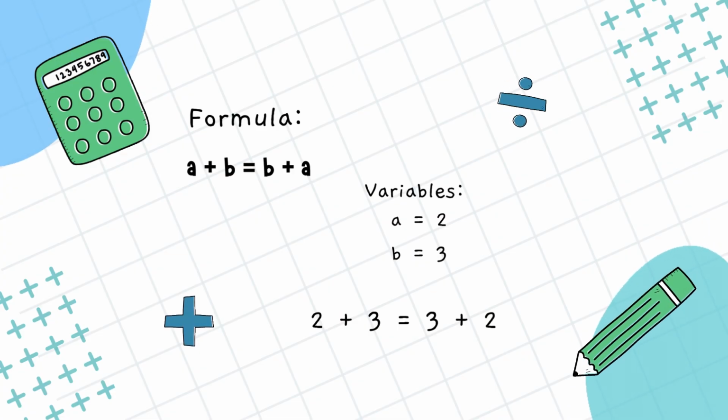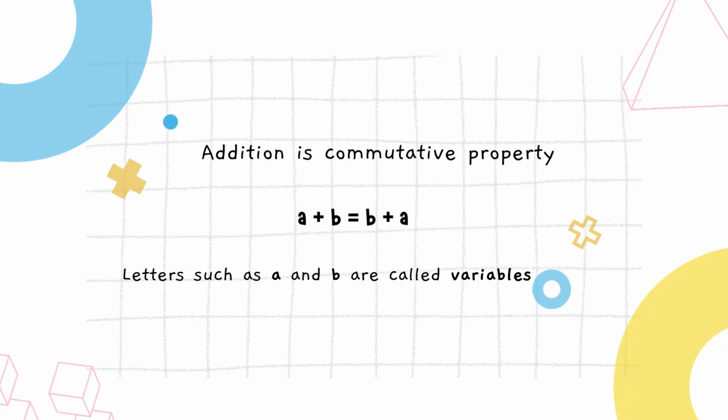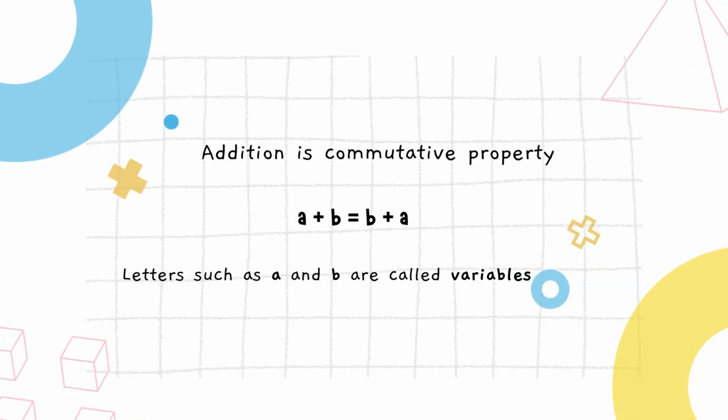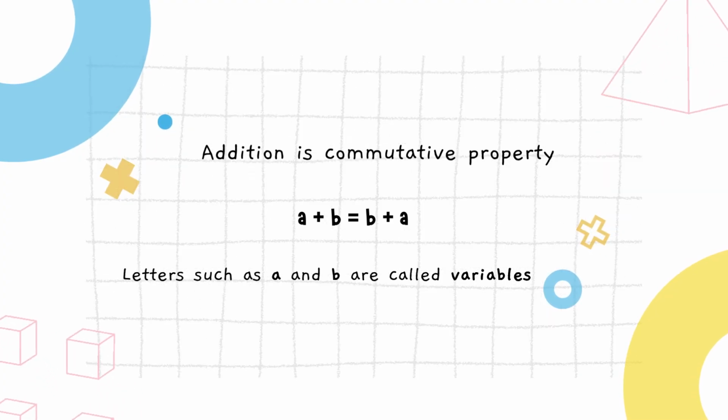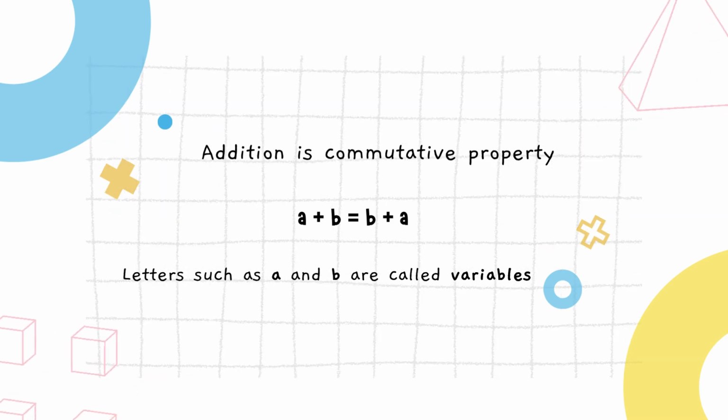Letters such as A and B are called variables. The rule A plus B equals B plus A, for all numbers A and B, is called the commutative property of addition. Problem 1.1 should give you a good intuition for why it is true for positive integers. The commutative property is concerned with adding 2 numbers.